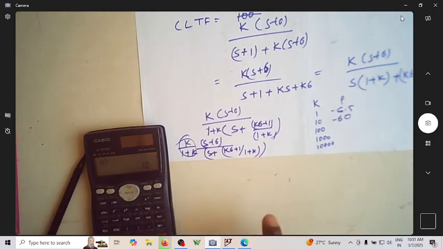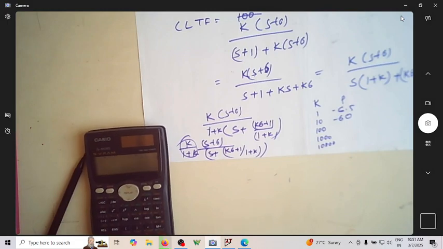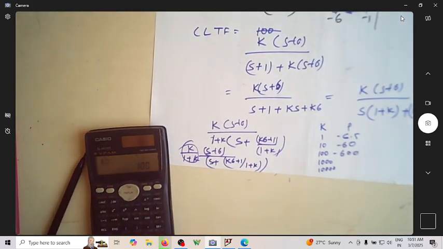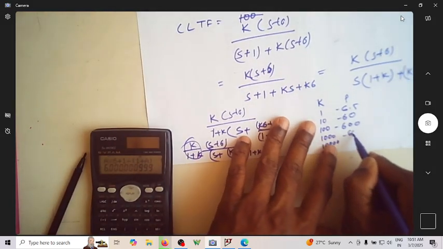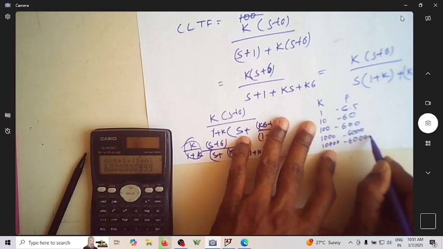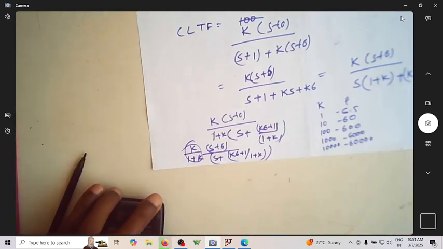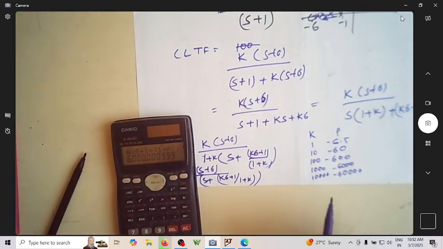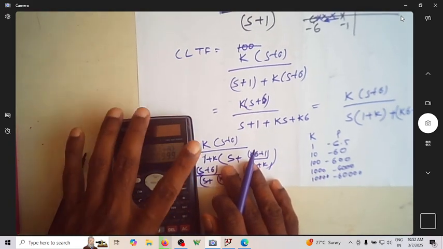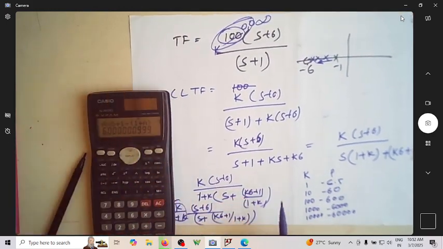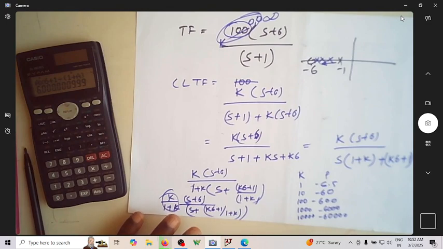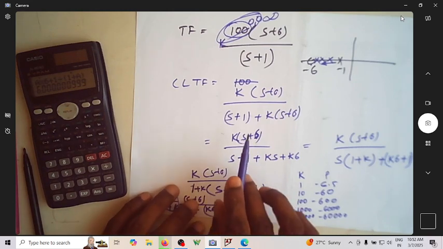Calculate for 100. Can you see, is it 600? Calculate for 1000. It is minus 6000. It is minus 60,000. What is it that we are trying to do? Is something going wrong here? Just a minute. One sec. Just a minute. So is this fine here?